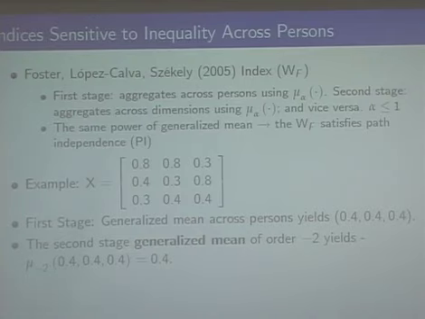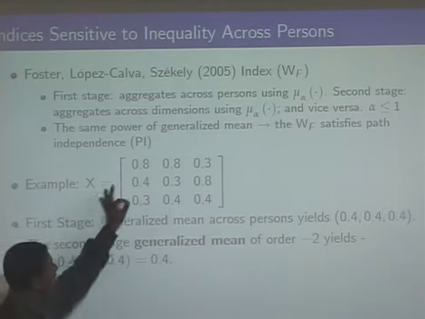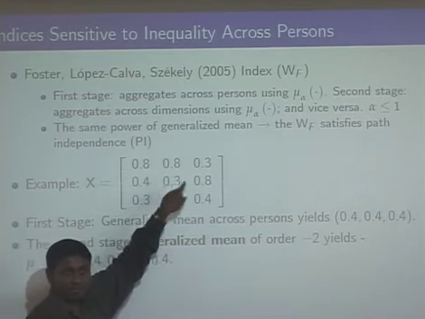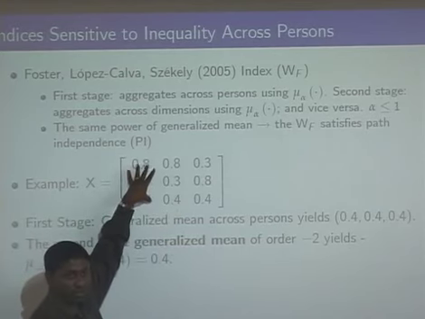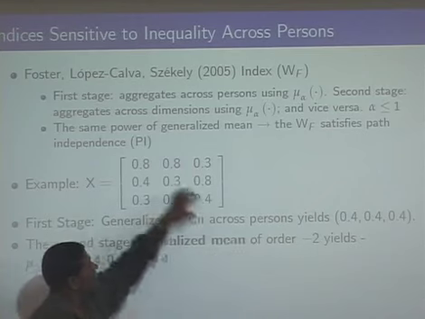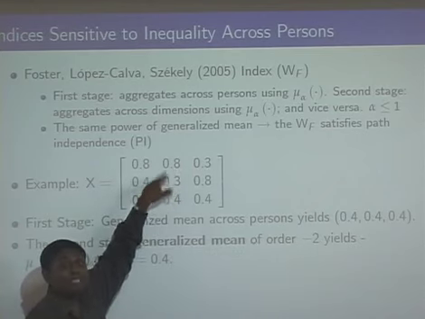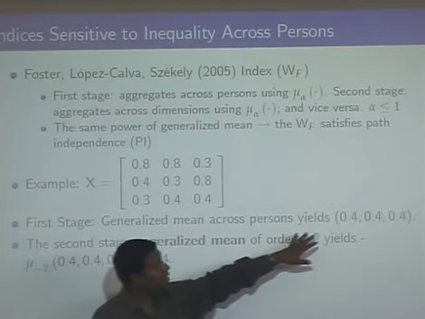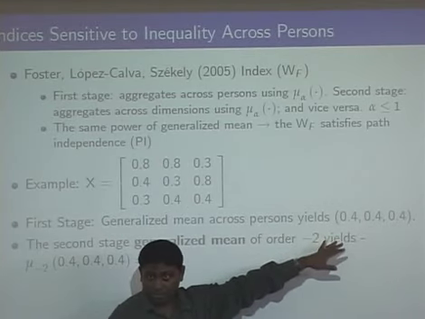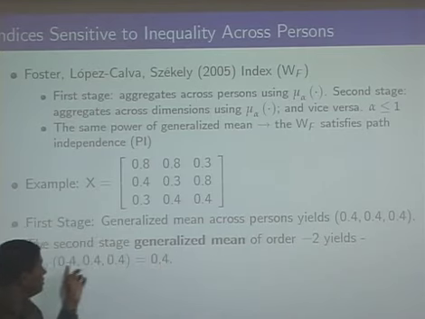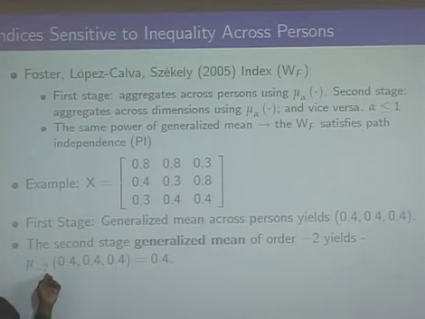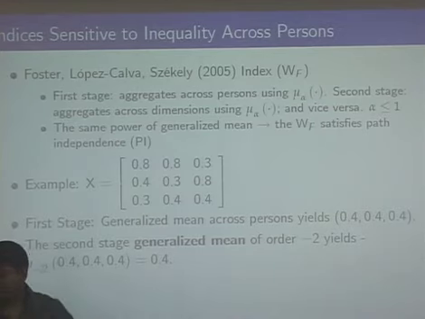So first stage you apply generalized mean of order -2 across these three. You apply generalized mean of order -2 here, you get 0.4. You apply again here, as they are the same distributions, 0.3, 0.4 and 0.8, you get the same value at the first stage. So in the second stage there is actually no inequality. Whatever substitution parameter you use, we use -2, you get the same value, 0.4. So far so good.